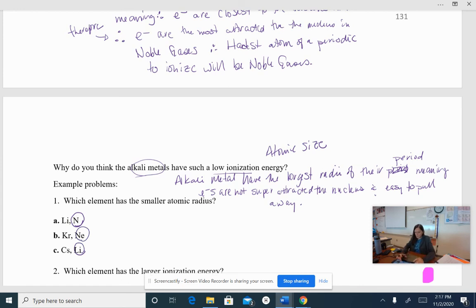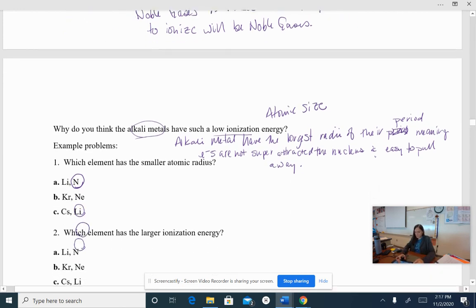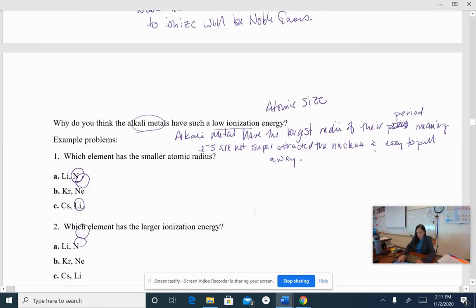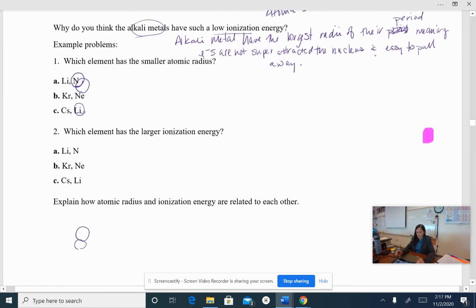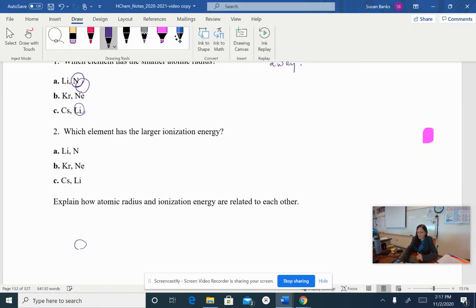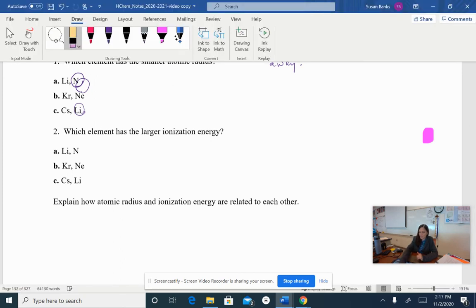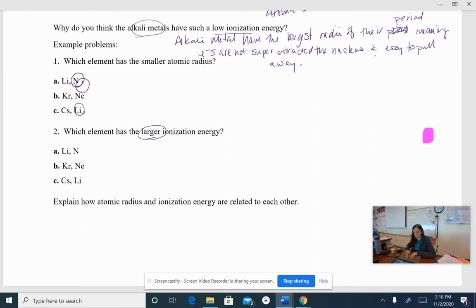Okay, now let's look at this. Which element has the larger ionization energy? So ionization energy, remember ionization energy is exactly the opposite of size. When the size gets larger, the ionization energy gets smaller. So which element has the larger ionization energy?